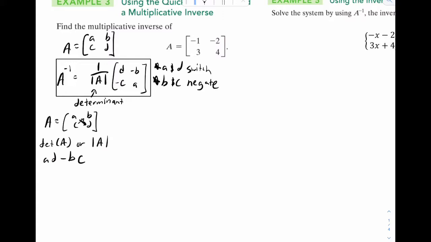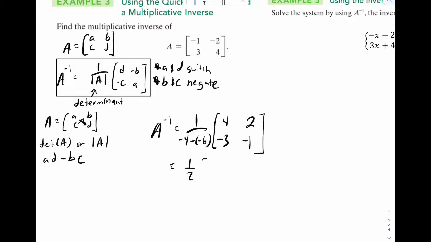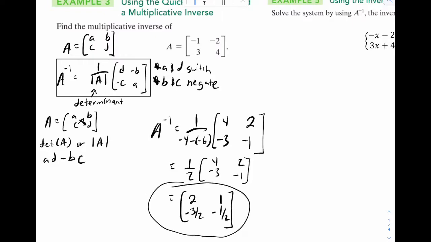Here's our matrix: -1, -2, 3, 4. So for A inverse, I need 1 over the determinant. That would be -4 minus -6. And then I'm going to switch A and D, so 4, -1, and negate B and C, so it's 2, -3. Let's do the math now. That'd be 1/2 times [4, -3; 2, -1]. Put the 1/2 in, so that's [2, 1; -3/2, -1/2]. So right there is our inverse.